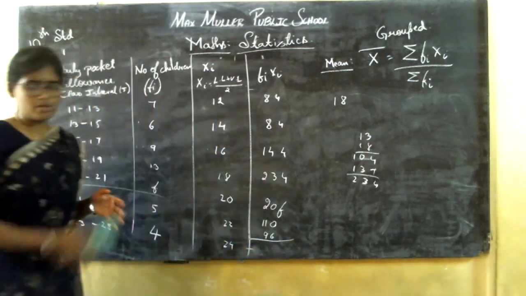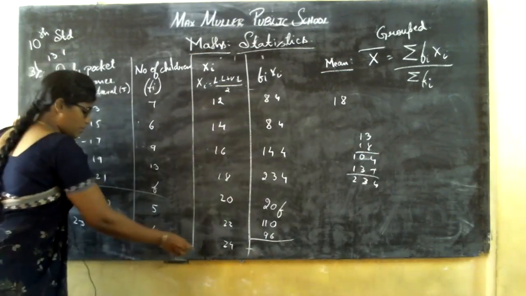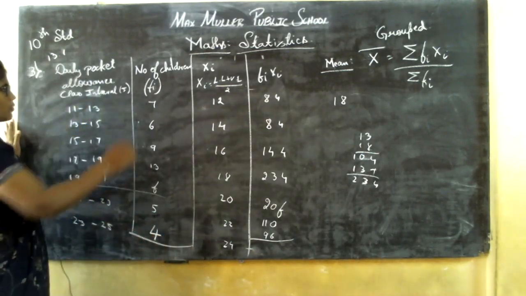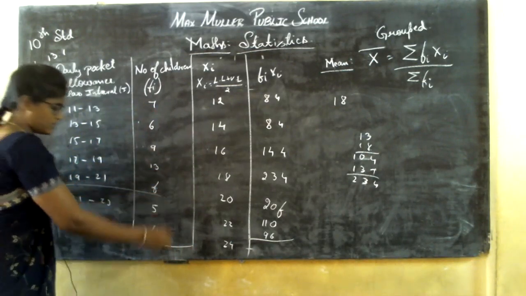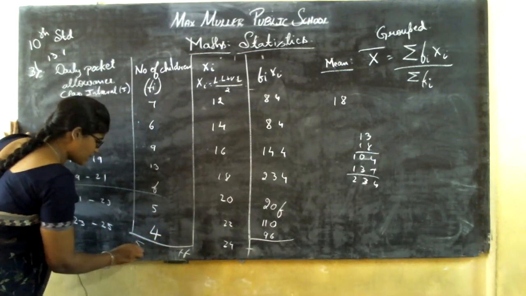Now, the tabular column is ready. All the terms what we wanted to find, everything is ready now. Next, what are we going to do? We are going to do the summations. Summation of what? Summation of Fi. So what do you have here? The constant. F is the constant. So let me write plus F on the other side and keep it.